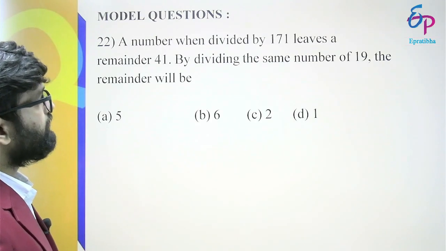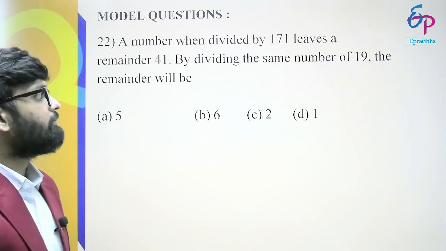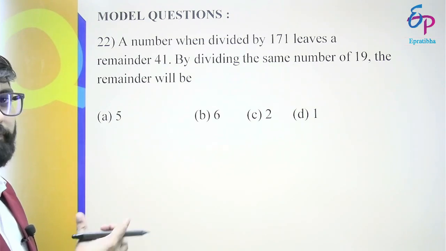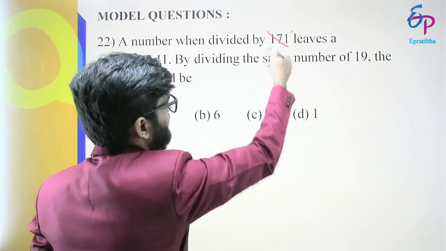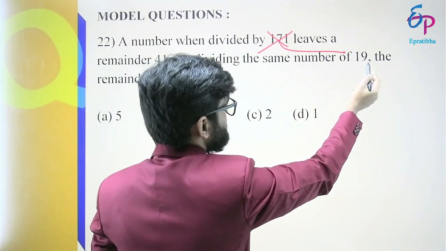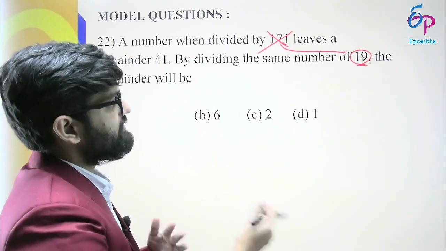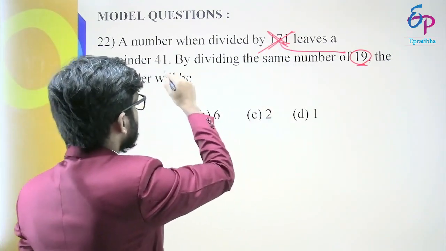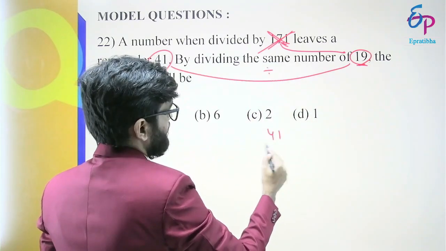Now, a number when divided by 171 leaves a remainder of 41. By dividing the same number by 19, the remainder will be what? I think we have covered these questions 2 or 3 times, right? So what you have to do, you just don't take care of 171, but for doing that, this 171 should be a multiple of 19. Yes, it is anyway. If the question is being constructed, they will give it like that only. So forget about 171, just divide this number with this number. 41 divided by 19, what is the remainder?